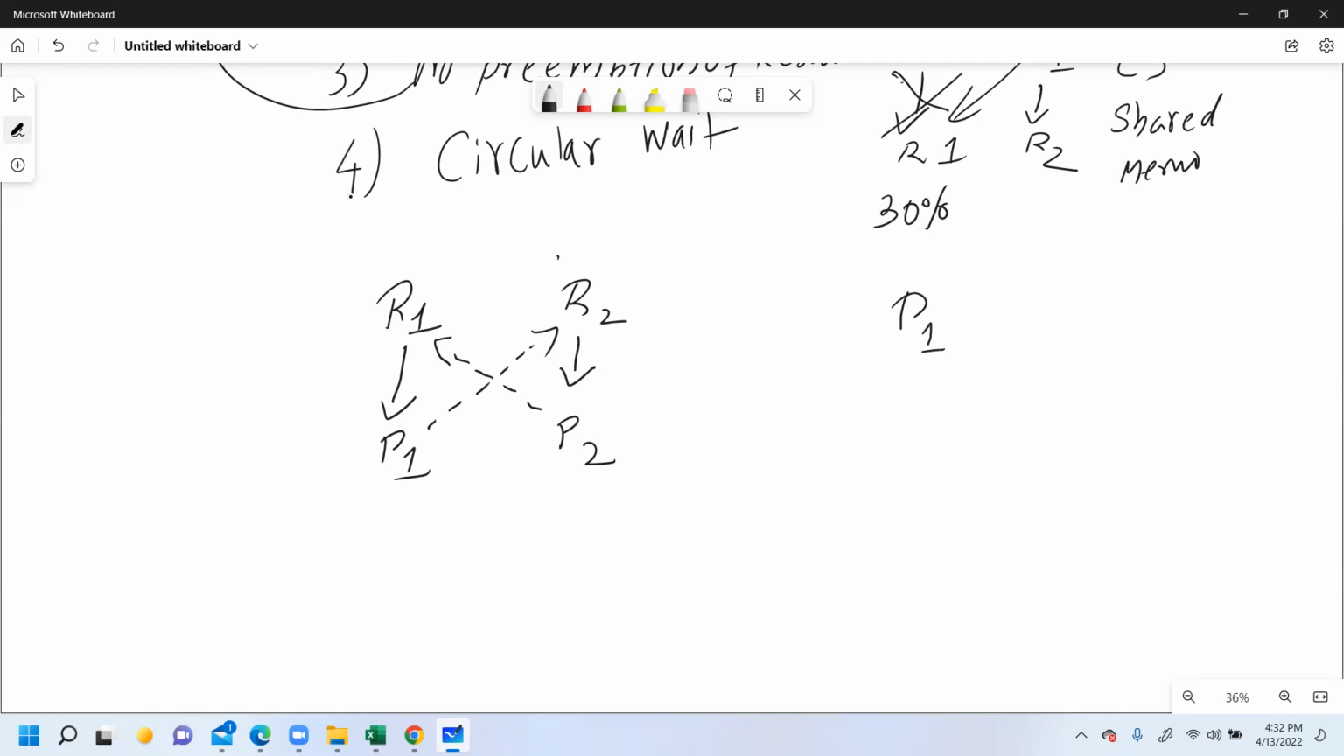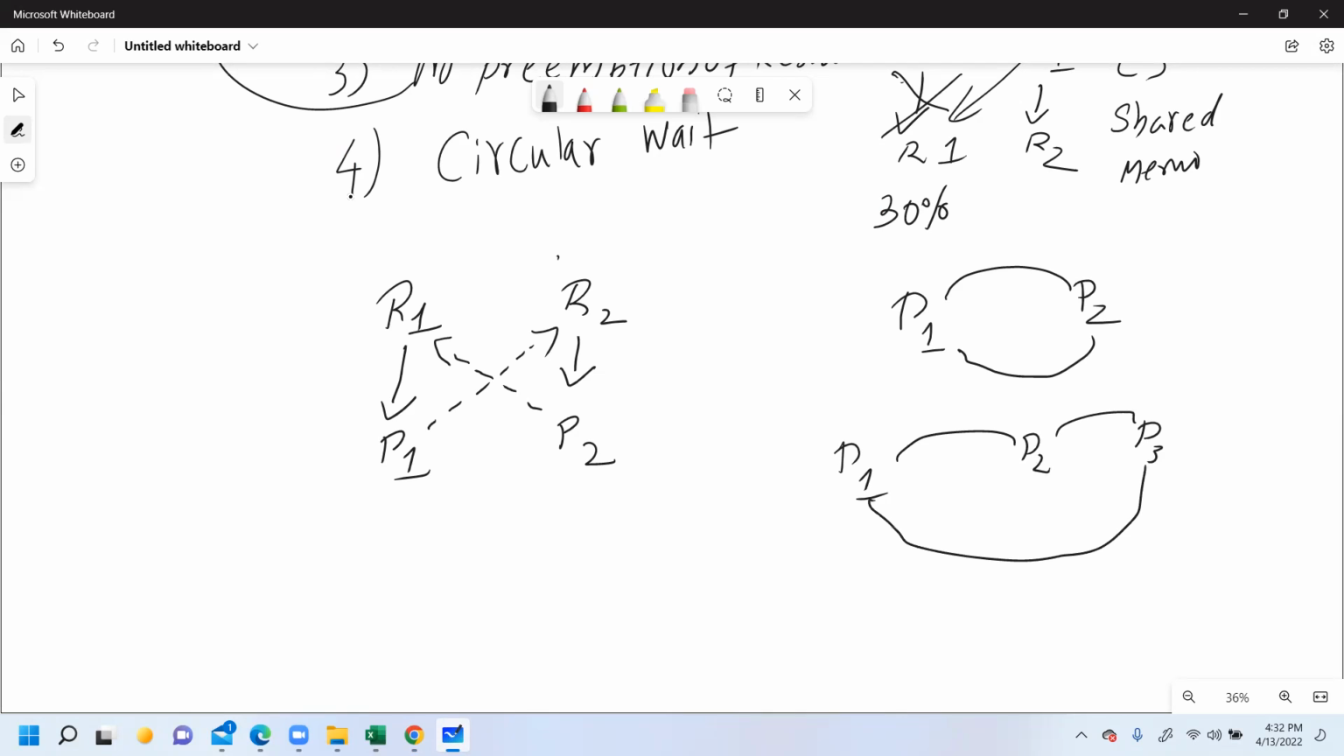So if you draw a graph like this, P1 is waiting for P2 and P2 is waiting for P1. Is that right? This is a circular wait. And I said circular wait can be like this also: P1, P2, P3, and then P3 can wait for P1. So it can be any number of processes. But in the simple case, I'm telling P1 and P2. Circular wait can happen between any n number of processes. So I'm just taking an example here.